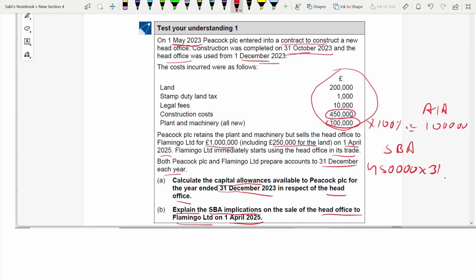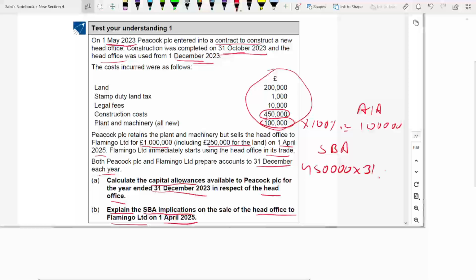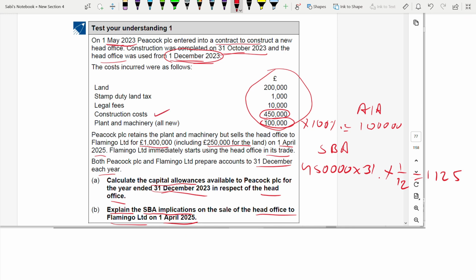SBA is 3%. And for how many months? You have to time apportion. It's only for 1 month, the month of December, because head office was used from 1st of December till 31st December. So 1 month. So the SBA is 1125. Okay. Remember, only the construction cost is eligible for SBA. Land, stamp duty, land tax, legal fees, they are not eligible cost. And SBA can only be claimed from the date the asset is brought into use in the business.